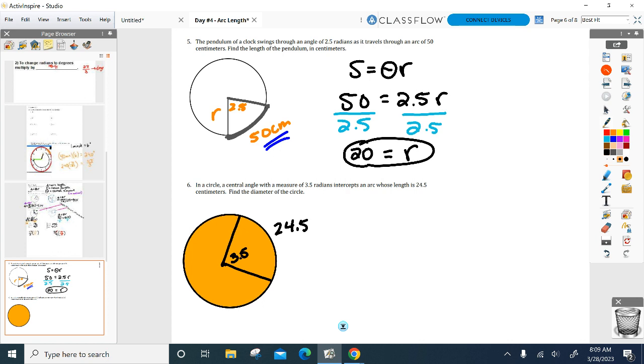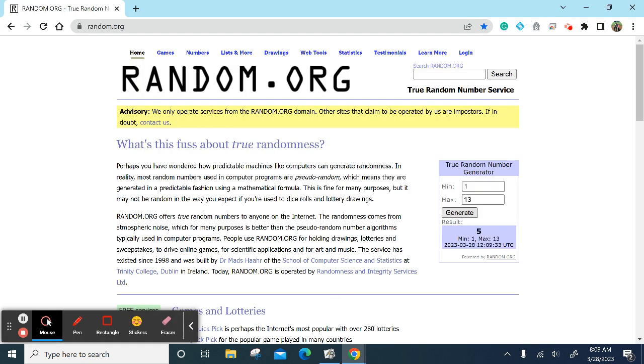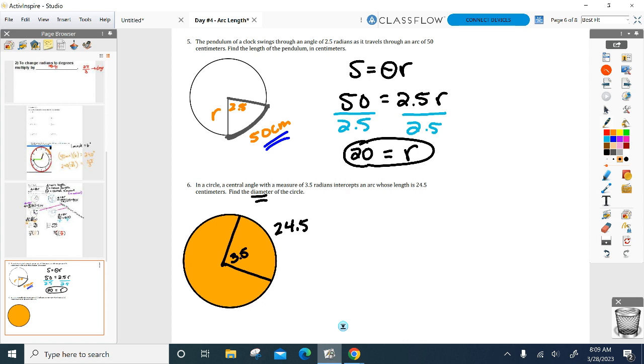All right, hopefully nobody starts panicking. Find the diameter. Well, not right now, right? I'm not going to find the diameter right now, but you can find the what given this information? I can't find the diameter, but I can find the radius length. Yep. And the 3.5's in radians, so I can use S equals theta R.